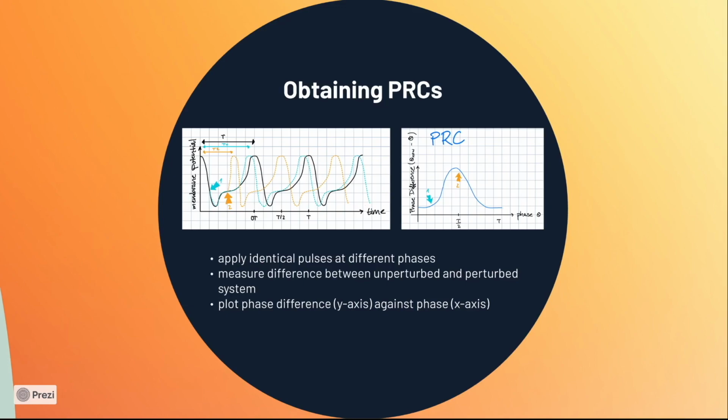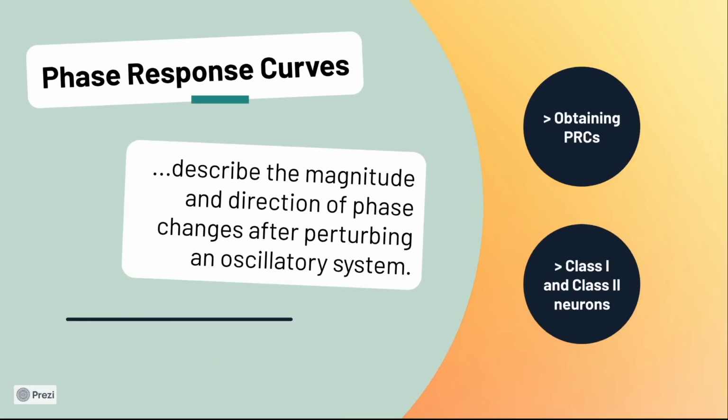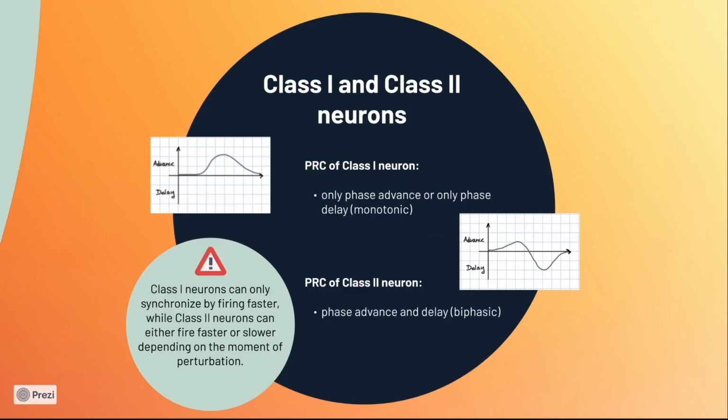Looking at it, you can determine the amount of phase difference that a pulse produces depending on the moment it was induced. On top of that, the PRC tells us whether the pulse will result in an advance or a delay of the phase. We will have a closer look on the next slide, where I will talk about two different types of neurons, class 1 and class 2 neurons. If the phase difference, which again corresponds to the y-axis of the PRC, is positive, then there is a phase advance, or in other words, a shorter period than without the pulse, whereas if the difference is negative, there is a phase delay, meaning a longer period.